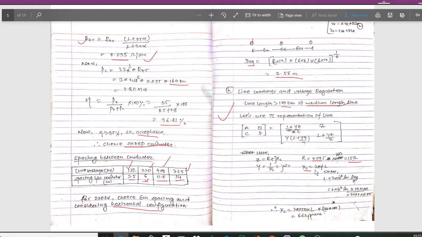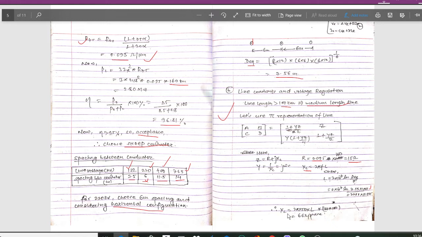And we know y equals 1 upon xc, meaning j omega c. In order to calculate xl, we know xl equals 2 pi fl, where L equals 2 into 10 to the power minus 6 log D equivalent by r dash. So 2 into 10 to the power minus 6 log, where the value of D equivalent is 7.56, and the value of r dash is 0.7788 into r. Here r is 13.965 mm, meaning 13.965 into 10 to the power minus 3, taken in the numerator terms.